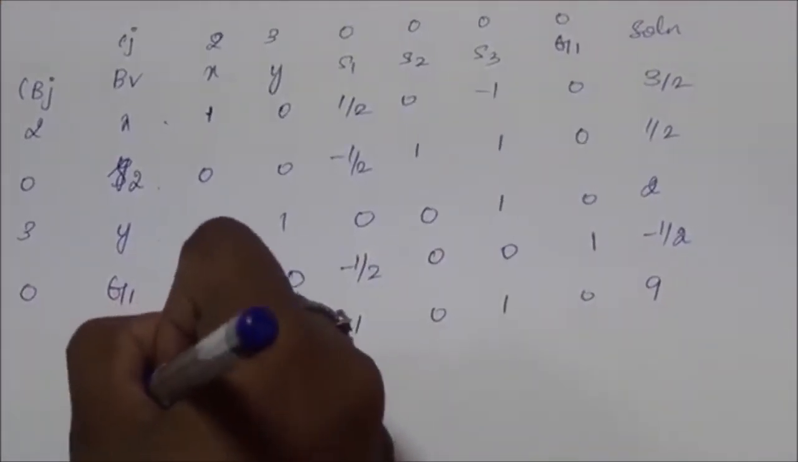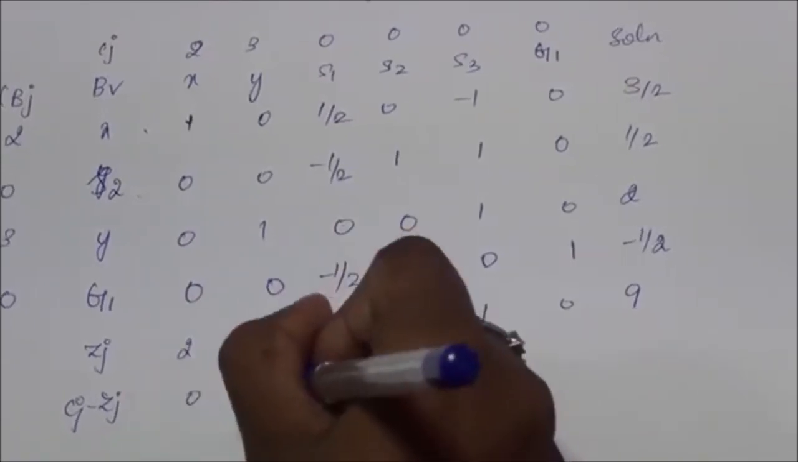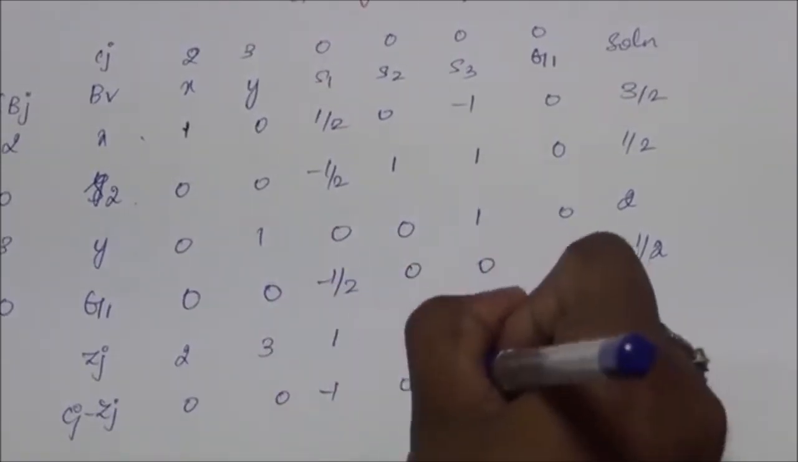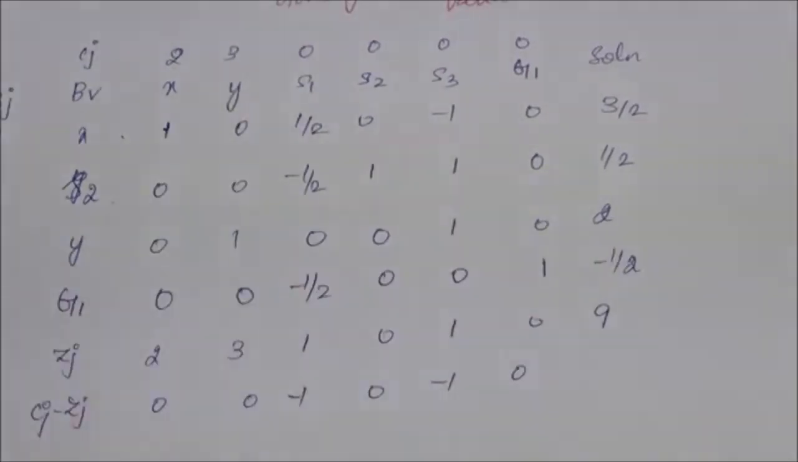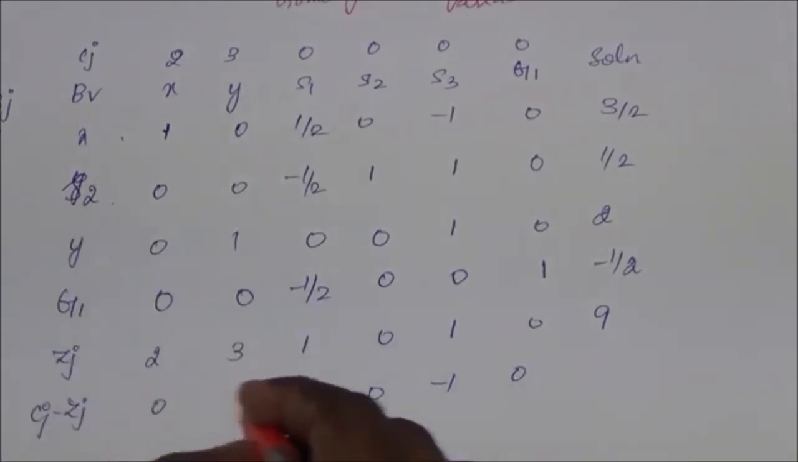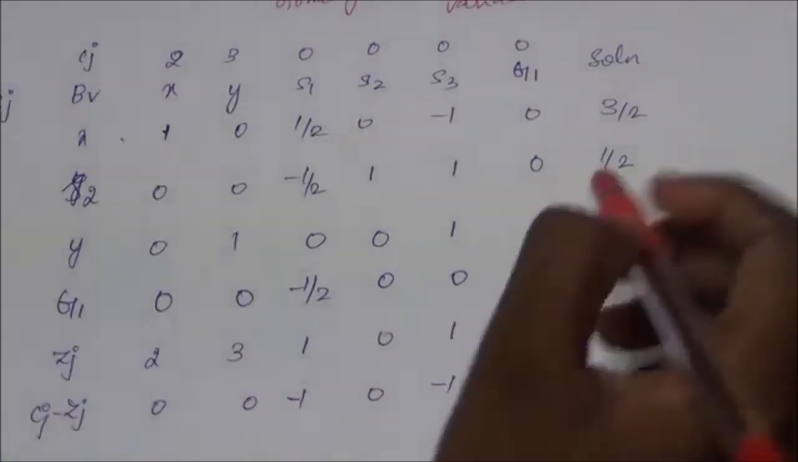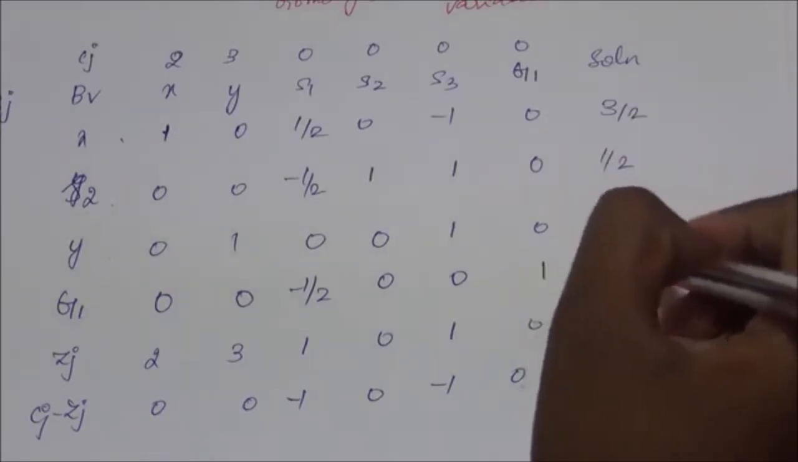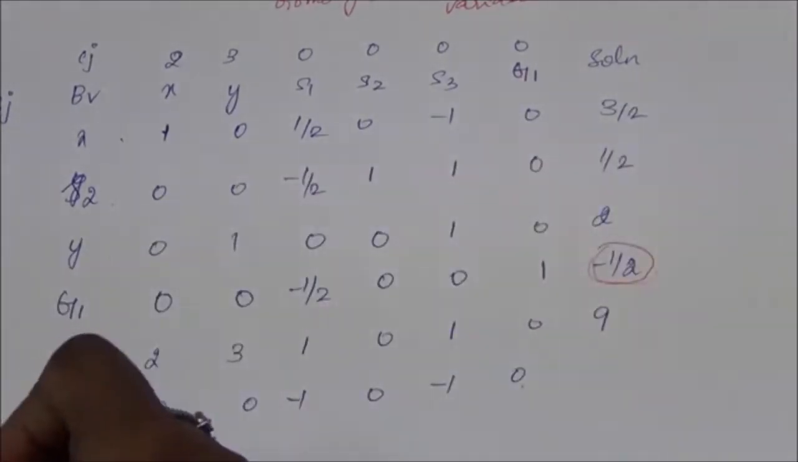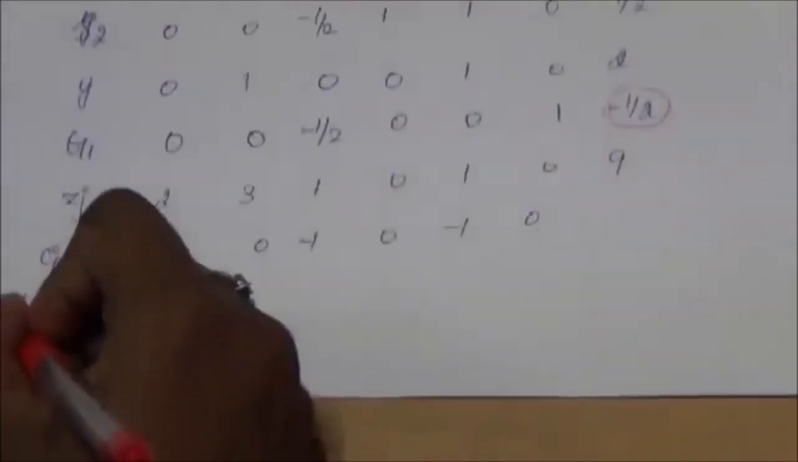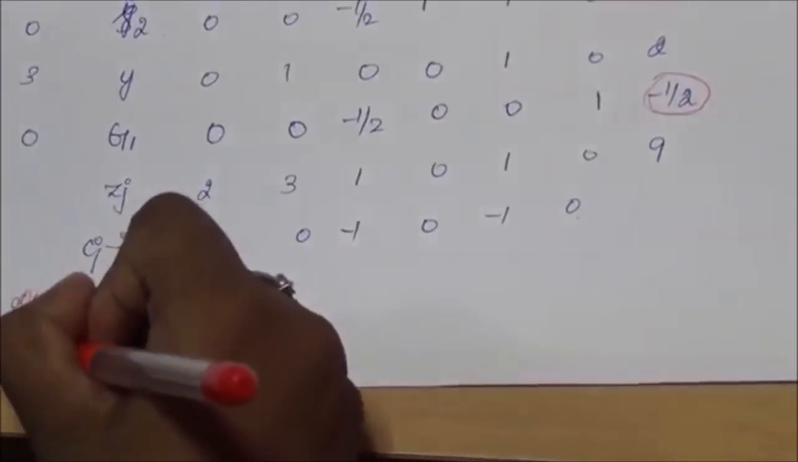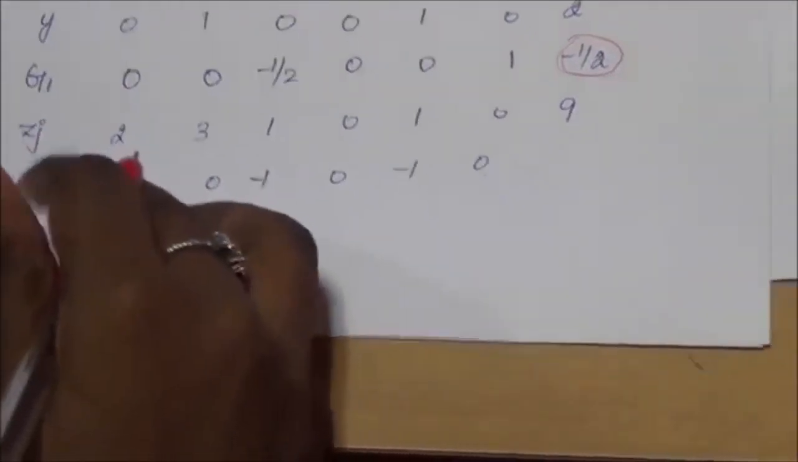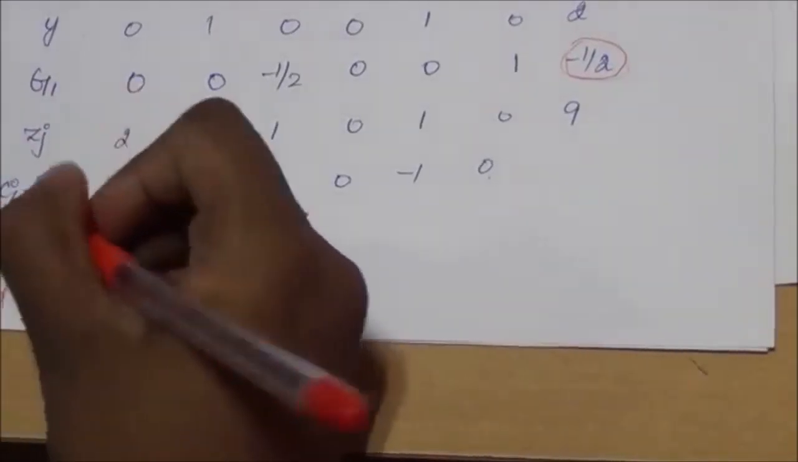We have to find Cj minus Zj. Here all the Cj minus Zj values are less than or equal to 0. Yet we find the solution values are not all positive. We have a negative value here. So we go for the dual simplex method. Additionally we have to find the value of theta.